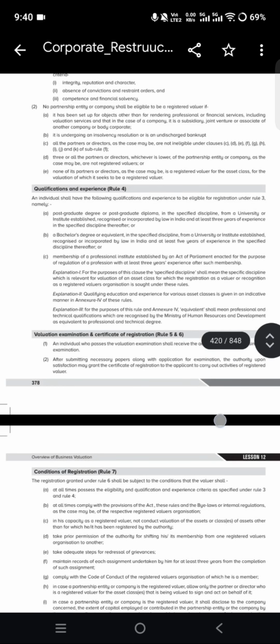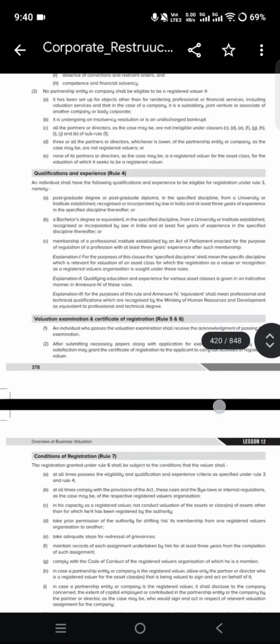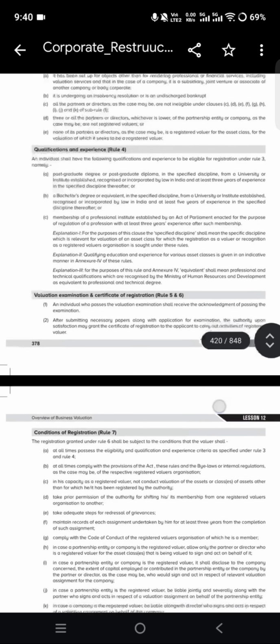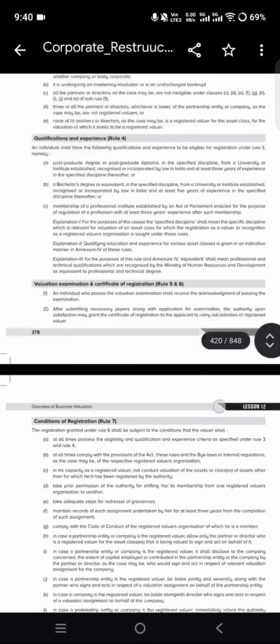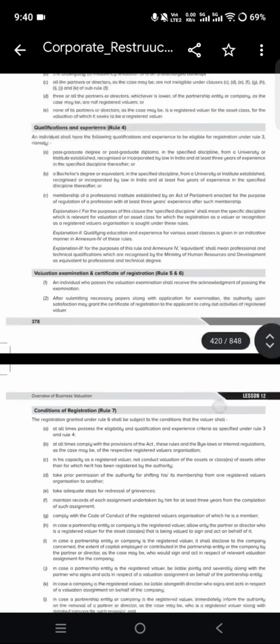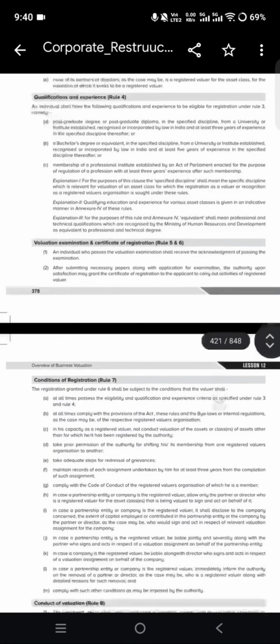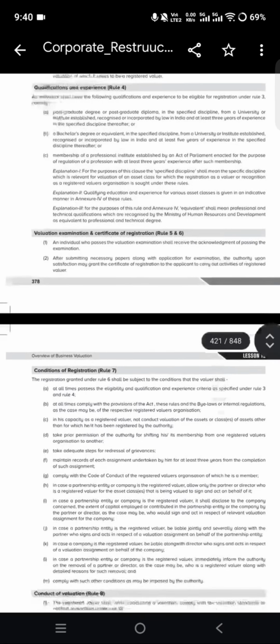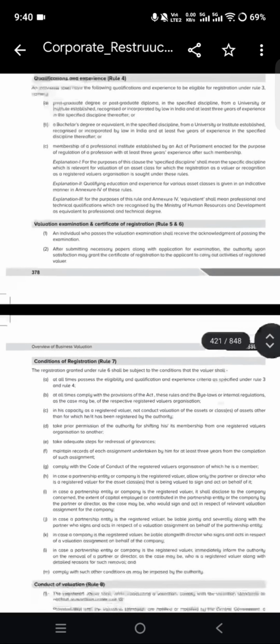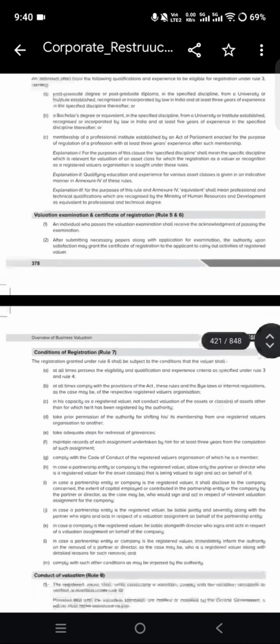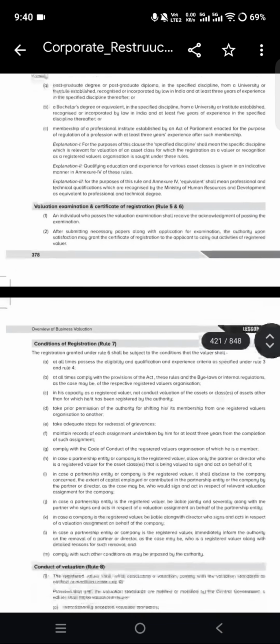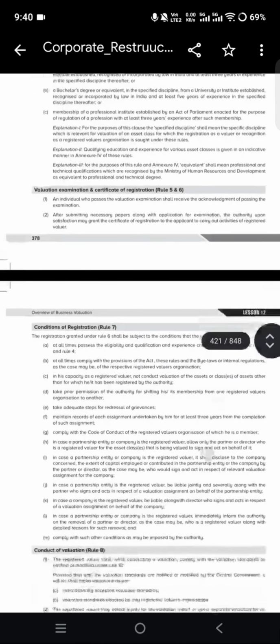Valuation examination and certificate of registration, Rules 5 and 6. An individual who passed the valuation examination shall receive the acknowledgement of passing the examination, meaning the result card, marks card. After submitting necessary papers along with the application for examination, the authority, upon satisfaction, may grant the certificate of registration to the applicant to carry out activities as a registered valuer.